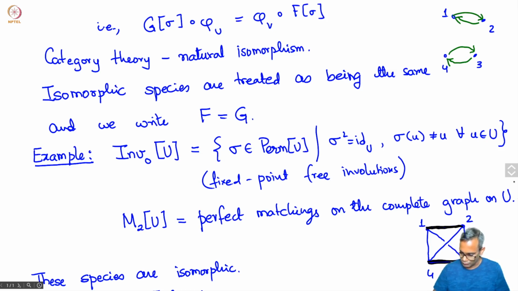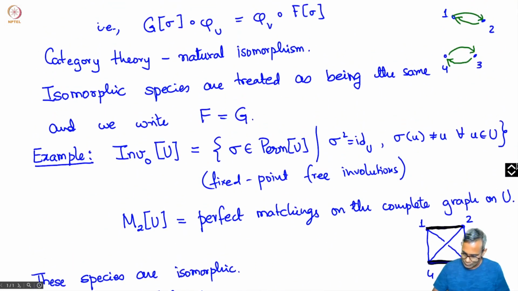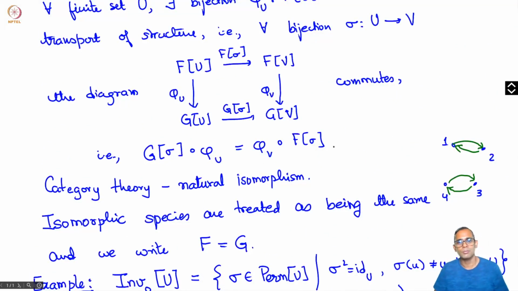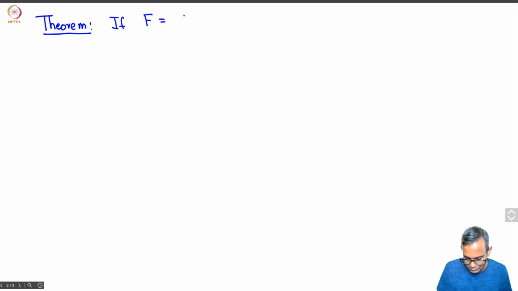So these are isomorphic species, and you can check that this phi u will satisfy this compatibility condition with transport of structures. Now, as I was saying, isomorphic species have all the same properties as far as species theoretic concerns are involved. And one formalization of this is the following theorem. If F is isomorphic to G, then the cycle index generating series for F is equal to the cycle index generating series for G.